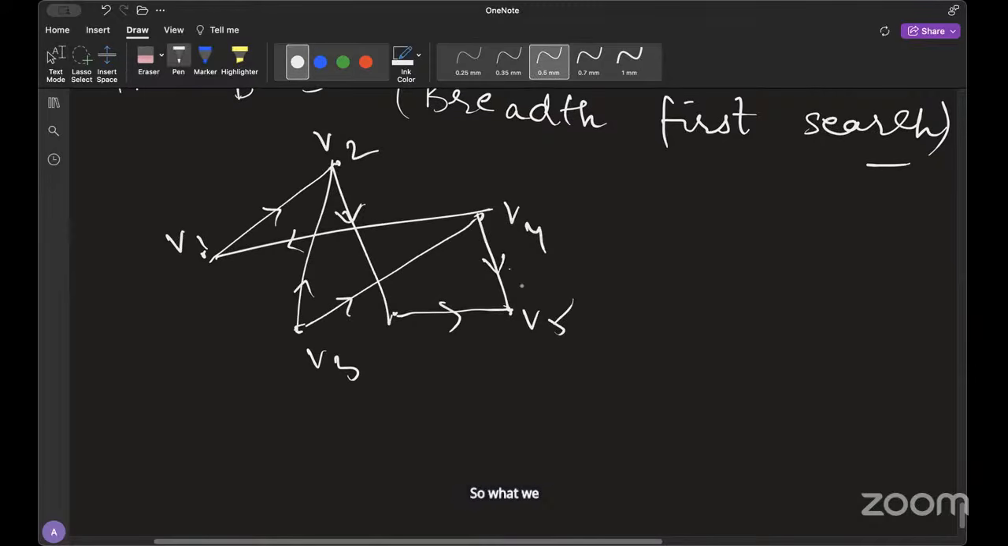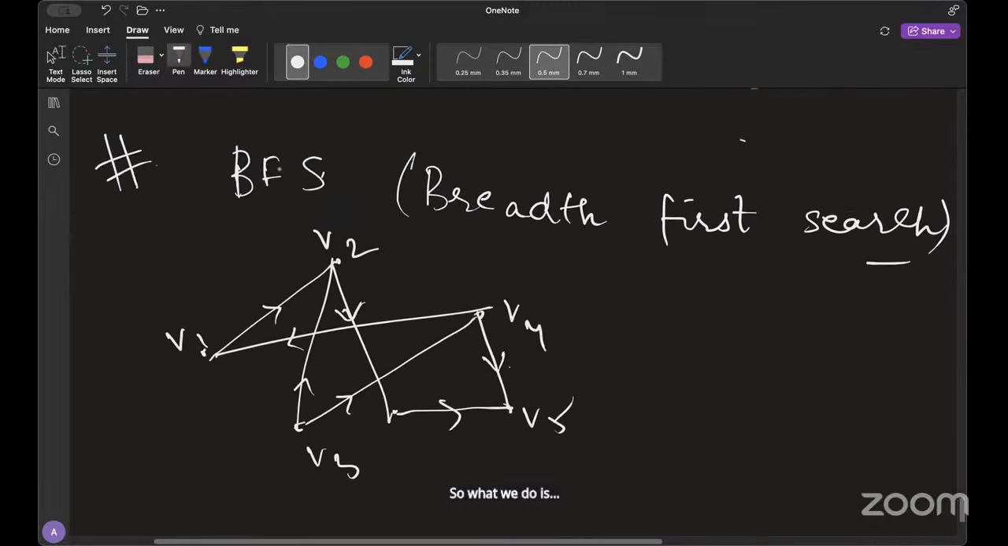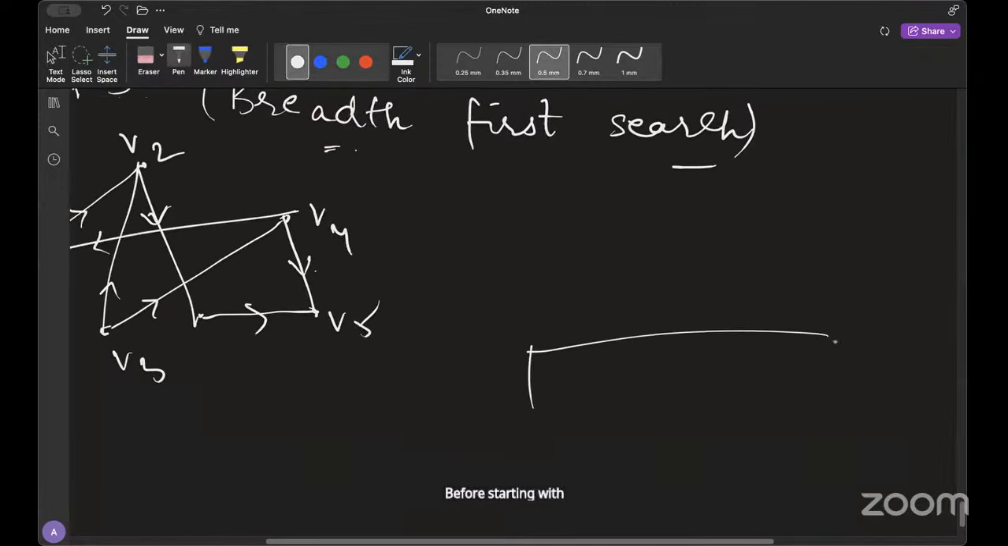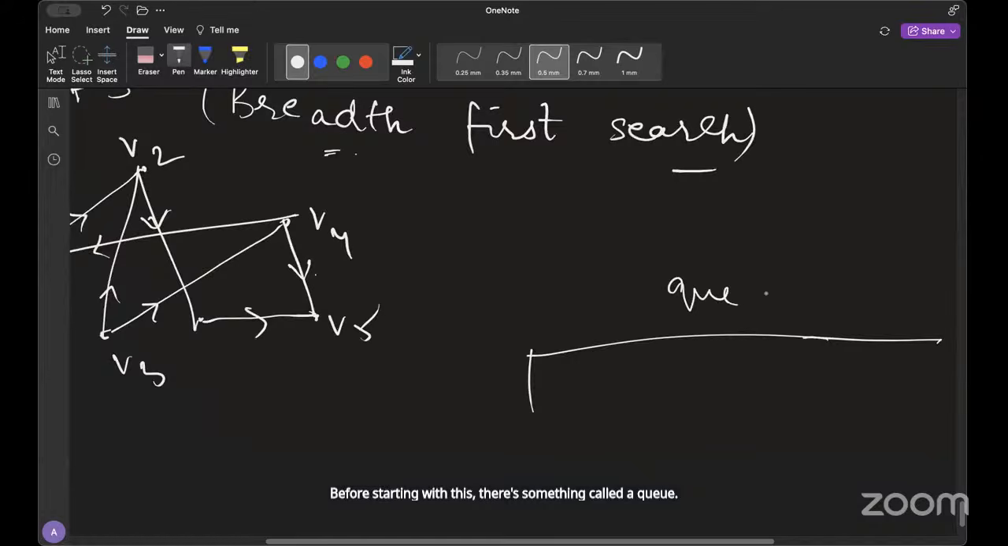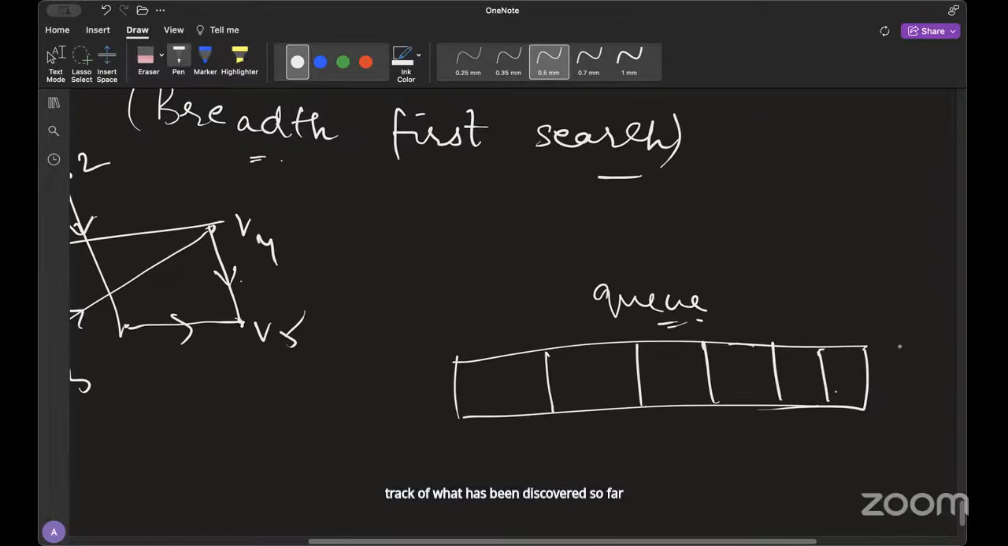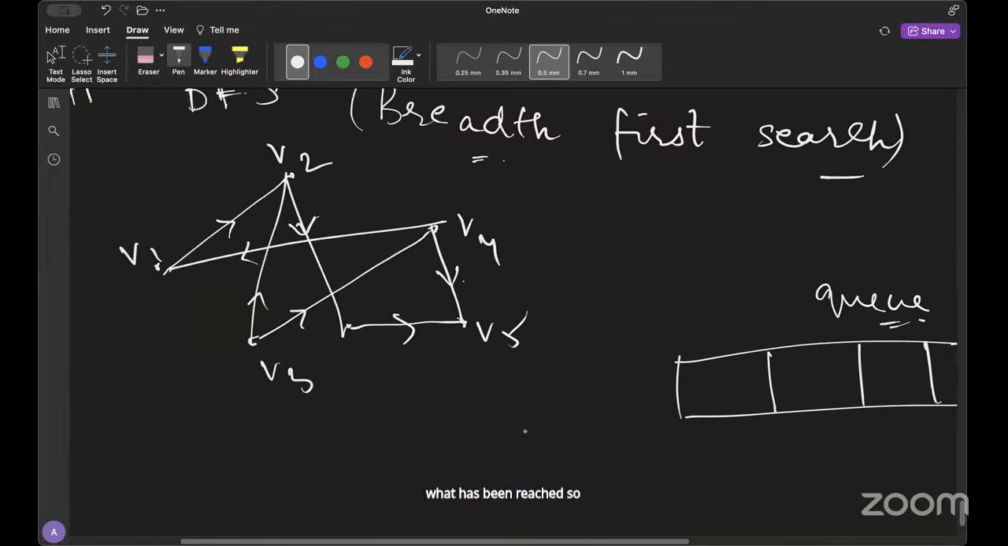So what we do is we perform breadth first search. There's another algorithm too, which is depth first search. We'll come to that one later. Let's first discuss this one. Before starting with this, there's something called a queue, a convention that's used here, which is you keep track of what has been discovered so far. Discovered as in what has been reached so far from a given vertex.